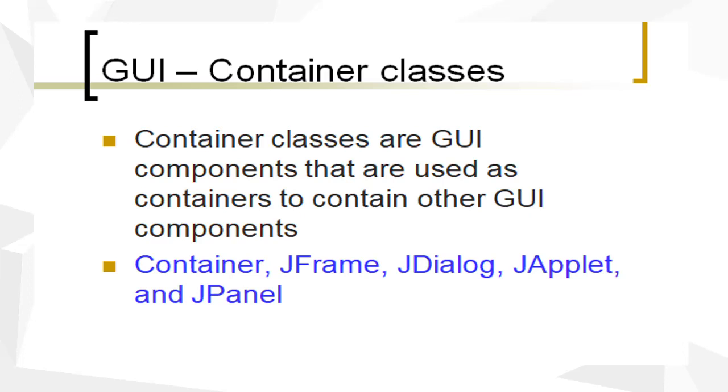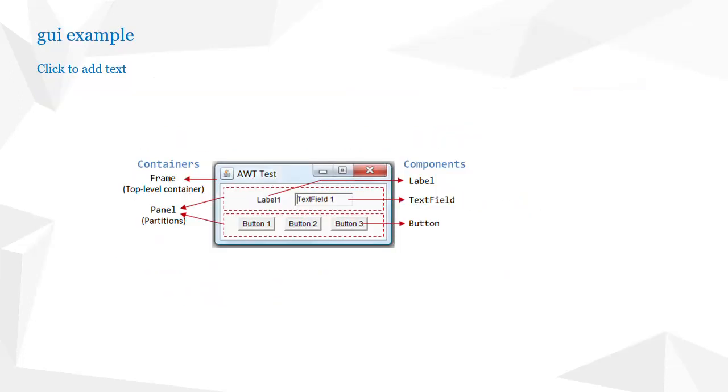In this slide we can see a GUI example. Here, the frame is a top level container, and we have two panels which are used to partition the widgets. In the first panel there is a label with the name label 1 and a text field which is used to enter a value, and in the second panel there are three widgets or components: button 1, button 2 and button 3. So a panel is used to hold components or widgets.